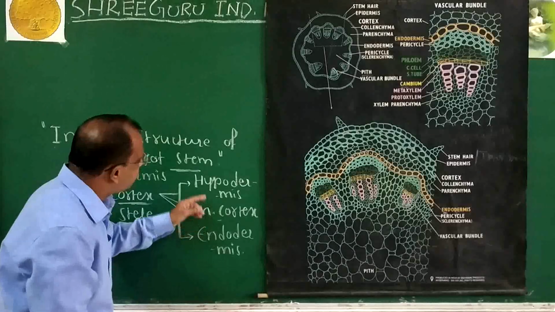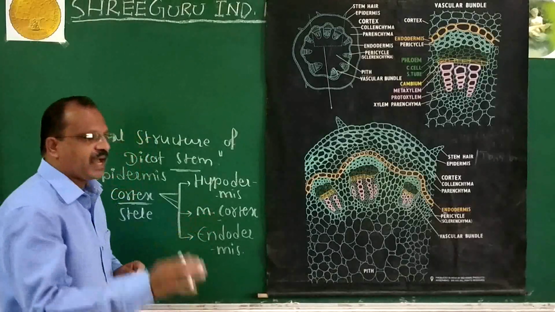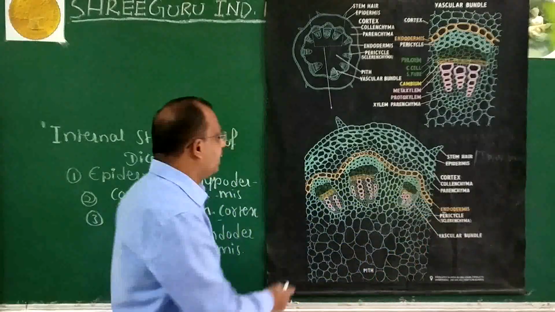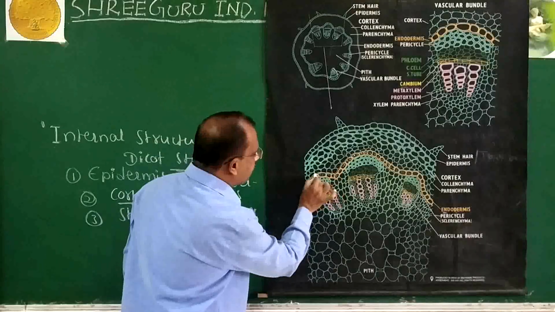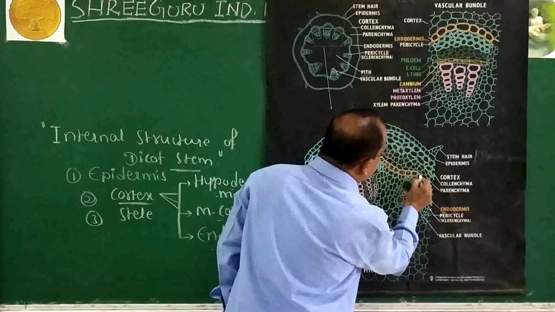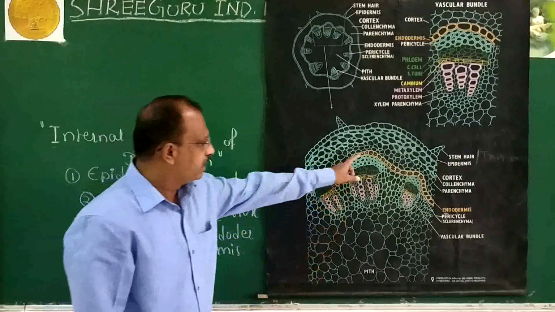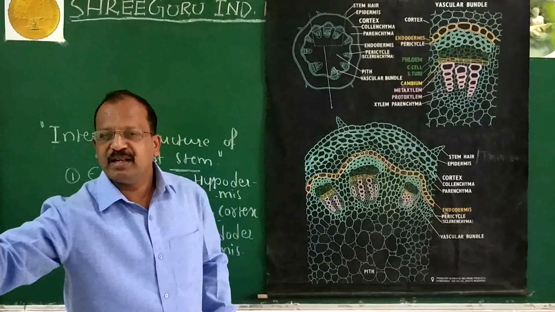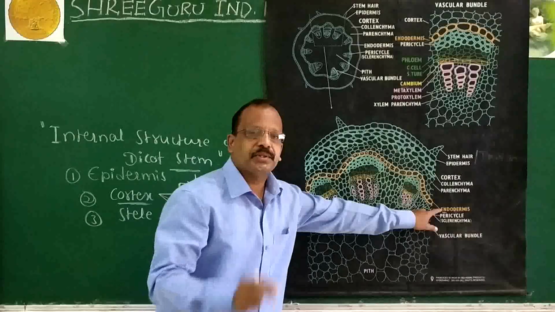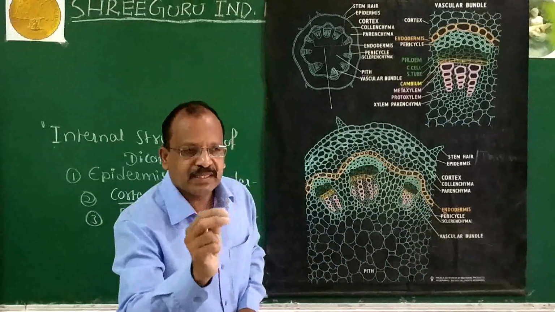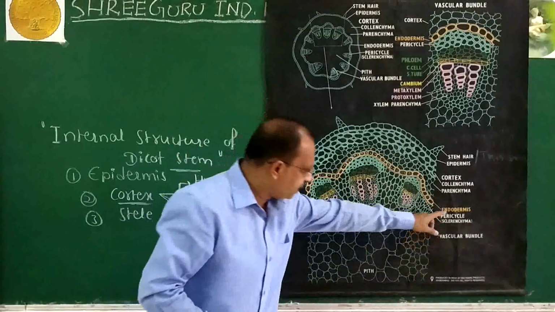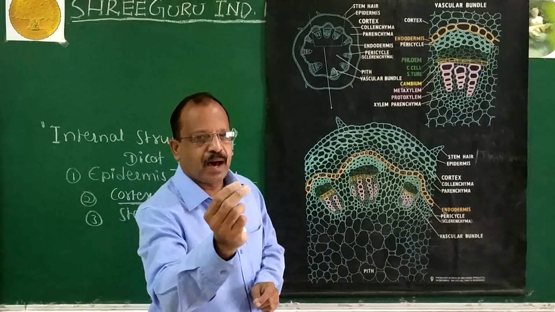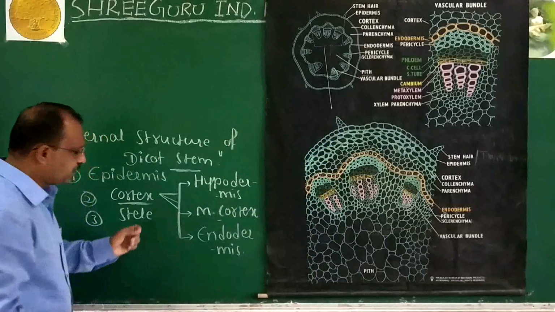The region present in between hypodermis and endodermis is called middle cortex. It is composed of parenchyma cells. Endodermis is the innermost layer of the cortex. It is a single wavy layer. It is also called starch sheath because the cells contain starch grains. Last matter is stele.